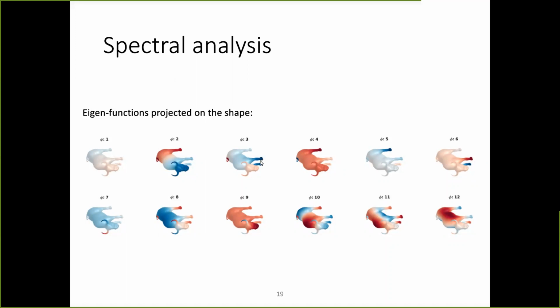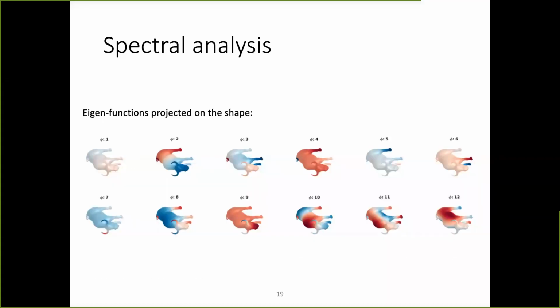And then you start to have frequencies that are a bit more interesting and that carry more and more details. The higher the eigenvalue of an eigenfunction, the higher frequency it would be. So you order them by order of frequencies.